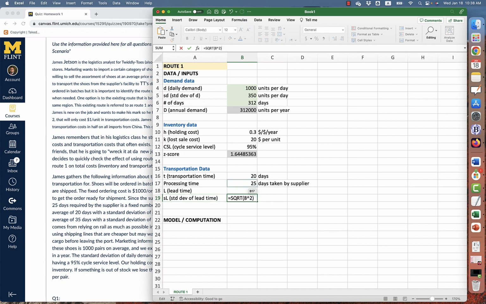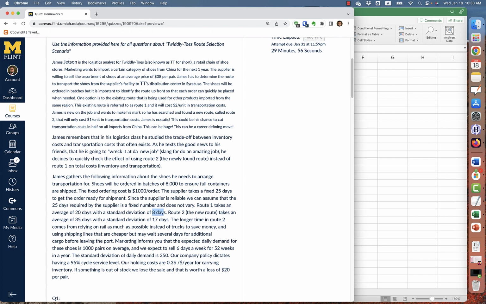But because this is fixed, this is 0, the standard deviation of lead time is simply going to be the standard deviation of just the transportation time. Okay, so that will be 8. Now this is a tricky part of the homework. But if you get this, then everything else will be easy.